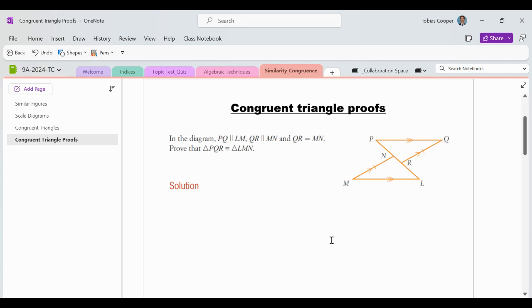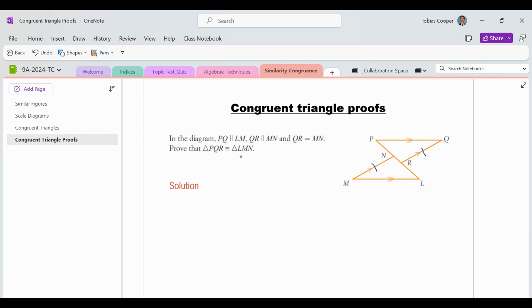Okay, so we're going to look at congruent triangle proofs. So here's our diagram, and we're given some information. In the diagram, PQ is parallel to LM. All right, so we can see that there with the arrows. And QR is parallel to MN, QR and MN. And QR is equal to MN. So you can see that here. There's a single dash there, a single dash there, so they're equal. We're going to prove that triangle PQR is congruent to triangle LMN.